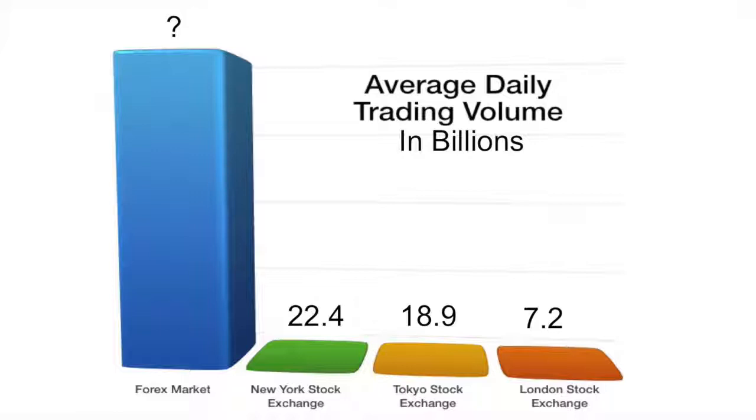As you see, the New York Stock Exchange, the one in the green, for those of you who can't see, that's $22.4 billion that is exchanged. Then you have the Tokyo Stock Exchange, that's $18.9 billion exchanged on a daily basis. And then you've got the London Stock Exchange, $7.2 billion is exchanged. Billion is quite a bit of money.